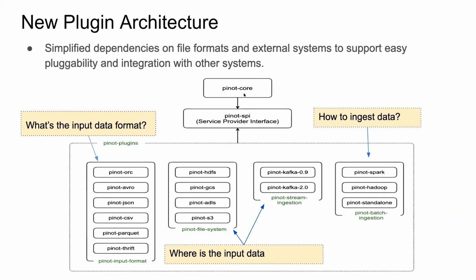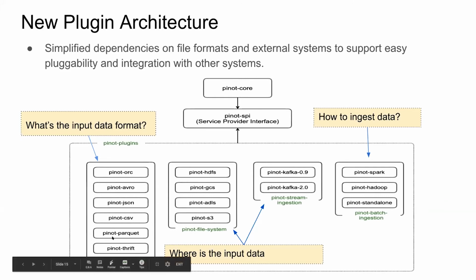So what we did here is we created a SPI, the Pinot SPI, as a service provider interface. This is the main module which the Pinot core module now uses. As part of Pinot SPI, there is a module called Pinot plugins, which extends this. In Pinot plugins, we have grouped different kinds of plugins based on what function they provide to Pinot. For example, what is the input format of your data? That is Pinot input format. It could be ORC, Avro, JSON, Parquet, etc.